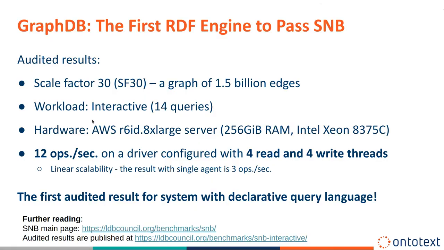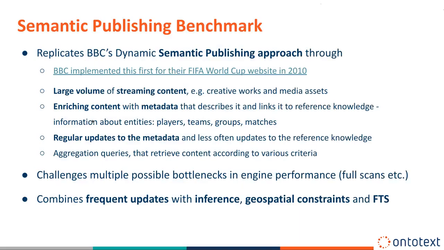Now, going to the semantic publishing benchmark, we developed this one based on a use case by BBC. They were actually the first adopters, in a mission critical scenario, of an RDF graph database. So they made a website for the FIFA World Cup in 2010, where they had a lot of metadata about all the content related to this big sport event.